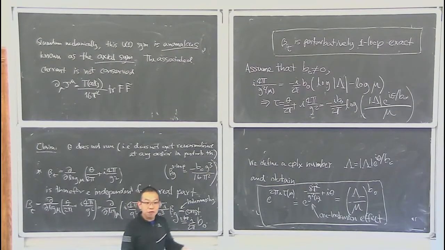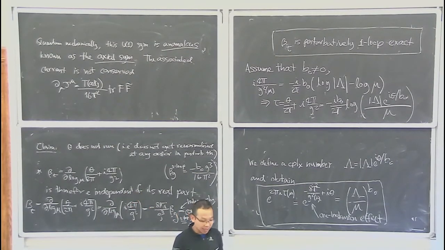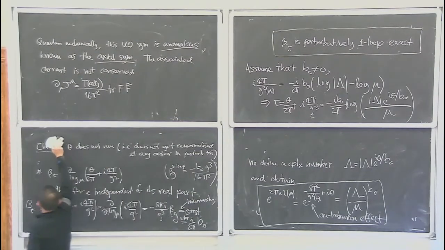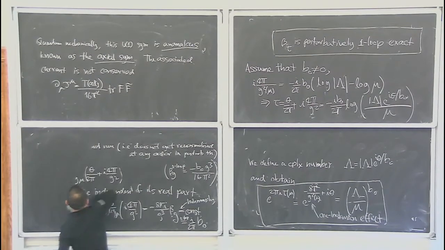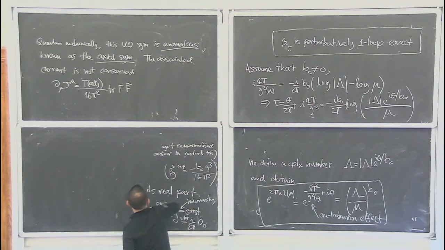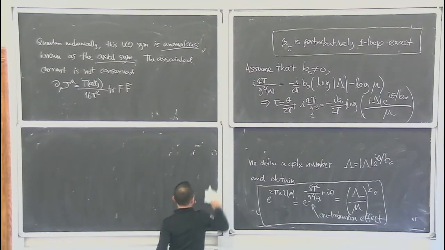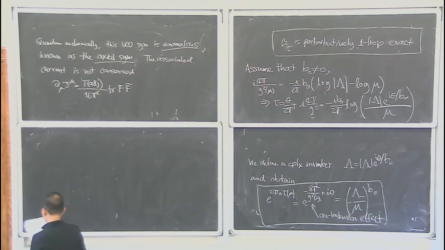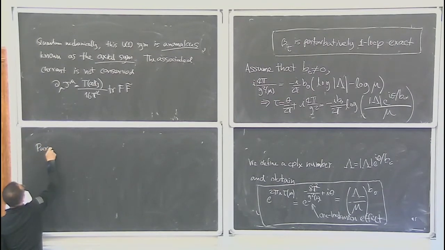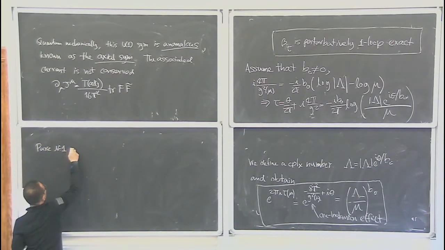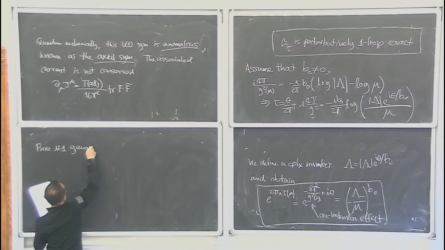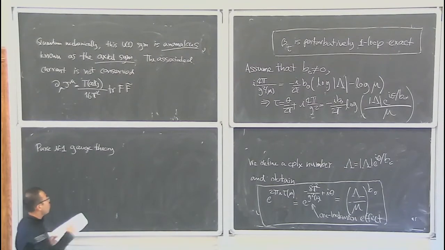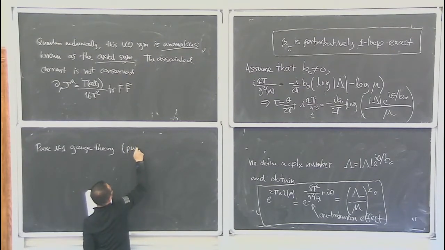And next we will start doing a particular theory, namely pure N=1 gauge theory. Some people also call this pure N=1 super Yang-Mills.